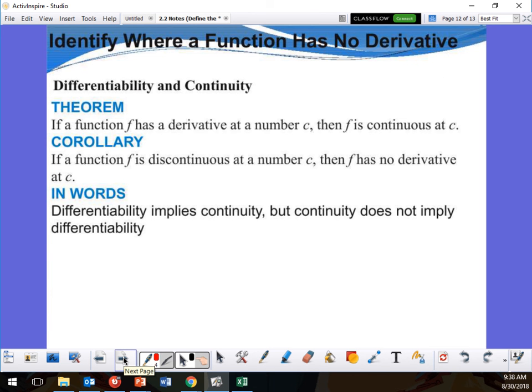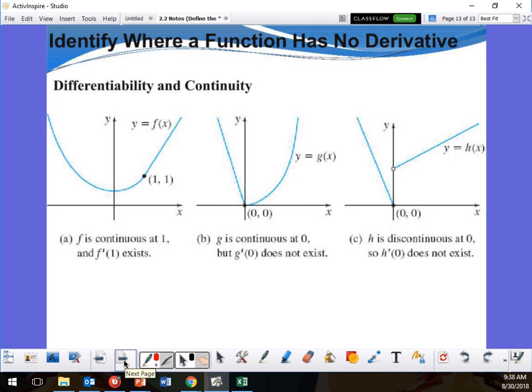All right. Okay. So the theorem: if a function has a derivative at a number c, then it is continuous at c. If a function is discontinuous at a number c, then f has no derivative at c. So differentiability implies continuity, but continuity does not imply differentiability. Okay, so right here, f is continuous at 1 and f prime of 1 exists. So there's my function right there, right? Okay, so g is continuous at 0, but g prime of 0 does not exist.